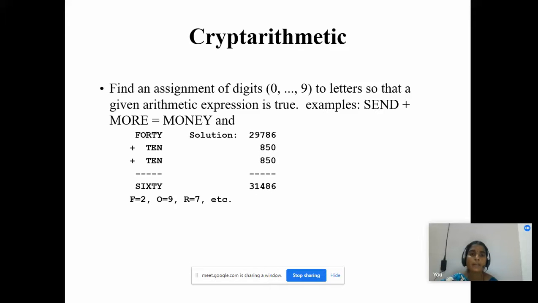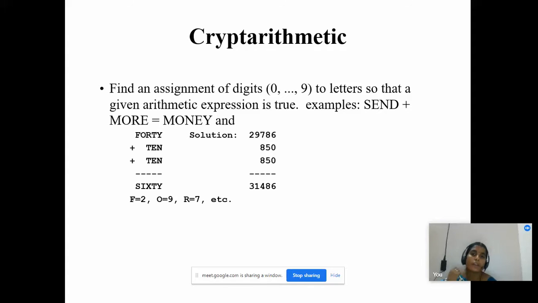Here is a crypto-arithmetic problem, where we assign the digits 0 to 9 to letters. What is the logic behind it? For any solution, we have to provide digits to the letters, and the same digit will not be repeated for 2 different characters.